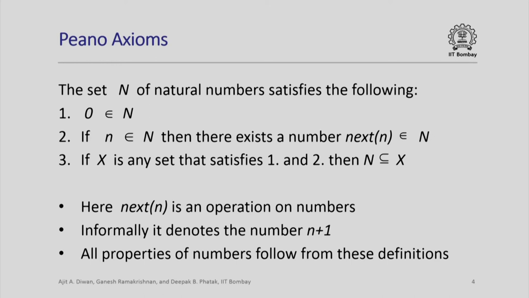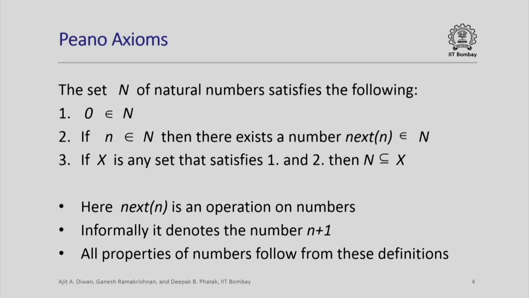So this says that the set of natural numbers satisfies the following three properties. Zero is a natural number. So we specify that there is a particular value called zero which belongs to the set of natural numbers. If some value n belongs to the set of natural numbers, then there exists another number called next of n, which also is a natural number. And the third property is the crucial one, which says that if any set satisfies the first two properties, that is, it contains the element 0, and for every element n, it also contains next of n, then this set includes all natural numbers. So we'll look at it in more detail soon.